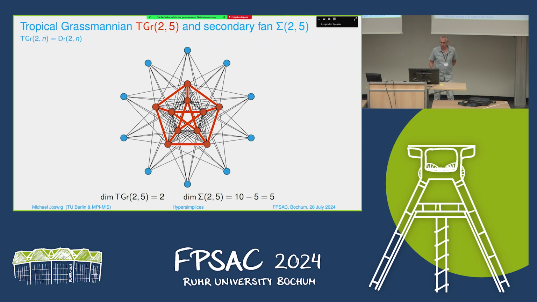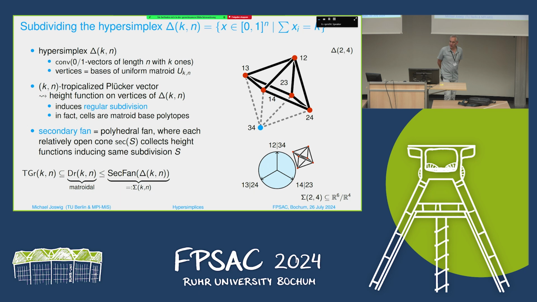And I need to go back one. I forgot to explain one thing. So inside this secondary fan, I can look for those subdivisions which have the property as I indicated here for the tropical Plücker vectors. So I just take those subdivisions where each cell corresponds to a matroid, and these form the Dressian.